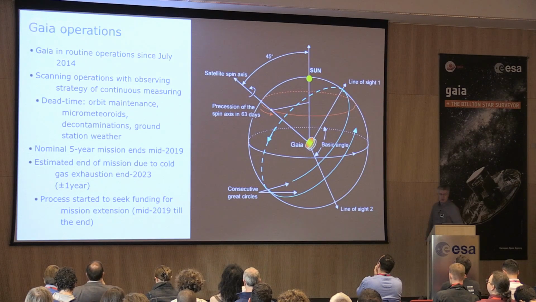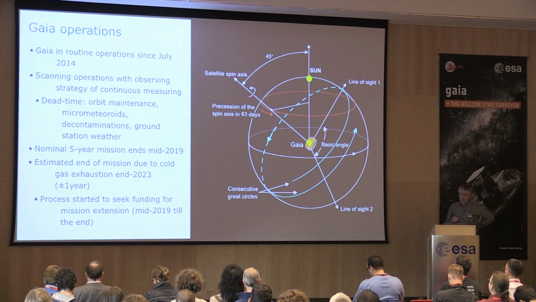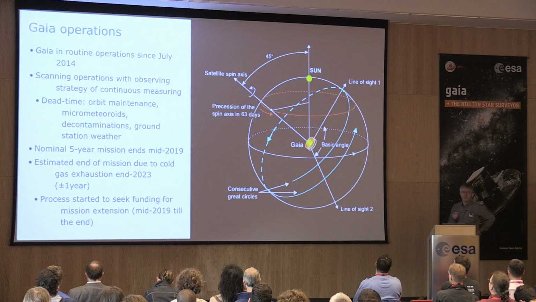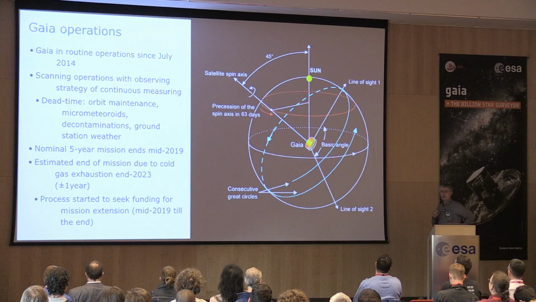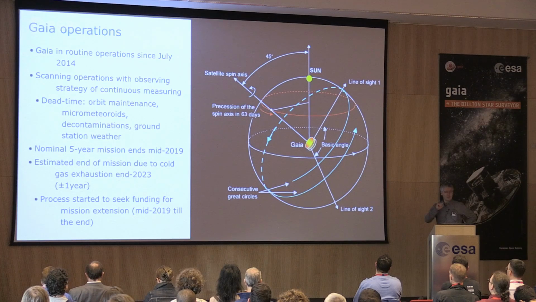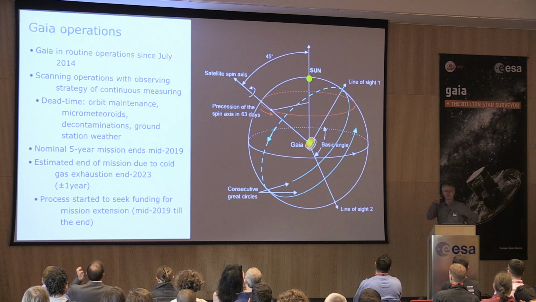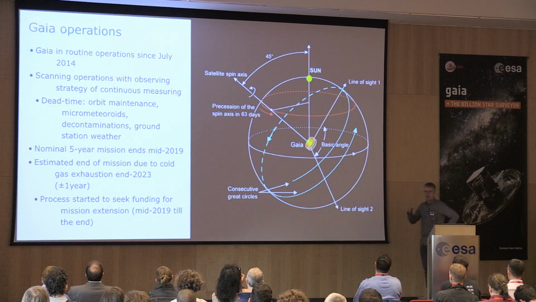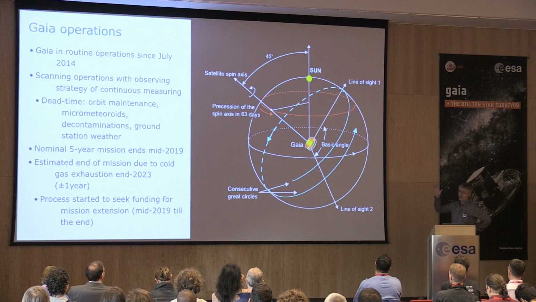Okay, let me move into the operations part. We are in routine operations since July 2014. And just a reminder of what Gaia is doing: we are scanning, and we combine three motions. The satellite is spinning, the spin axis is precessing, and then we are in L2 going around the sun once every year. So it's three movements which together make the homogeneous coverage of the sky, within the constraint that for thermal reasons we always have to keep the 45-degree angle to the sun so that we keep everything as stable as possible.